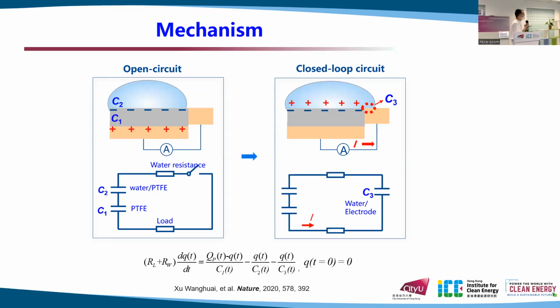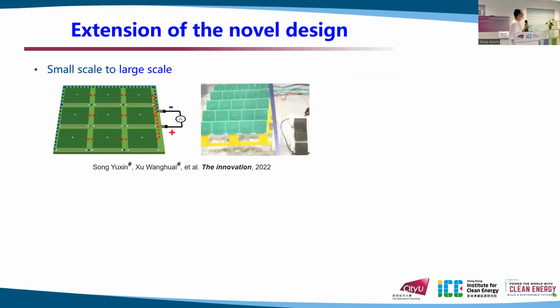The whole circuit is closed, and the charge stored in the capacitor C1 can be fully released to C2 instantaneously, resulting in a very high output. And such a design can harvest not only small-scale water energy, but also large-scale water energy by using PCB technology.